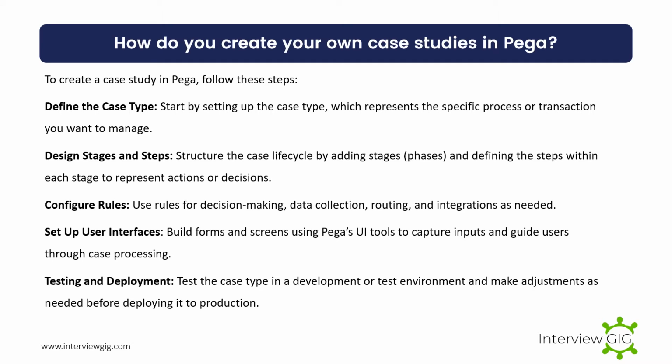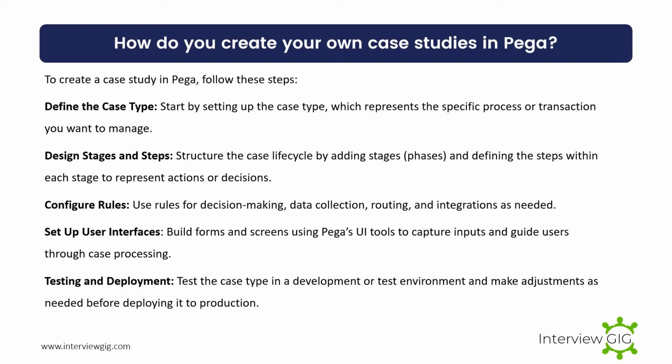To create a case study in Pega, follow these steps. Define the case type: start by setting up the case type, which represents the specific process or transaction you want to manage. Design stages and steps: structure the case lifecycle by adding stages, phases, and defining the steps within each stage to represent actions or decisions.